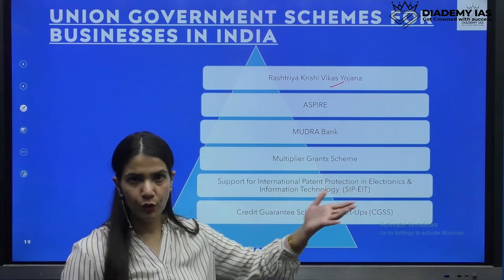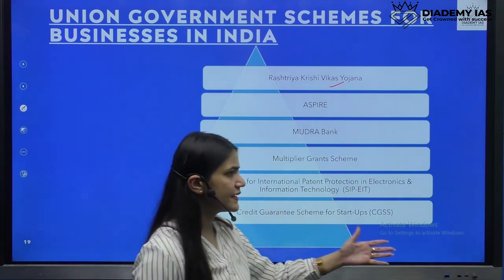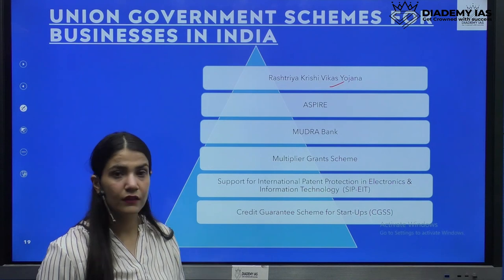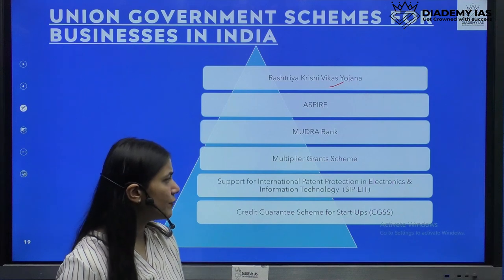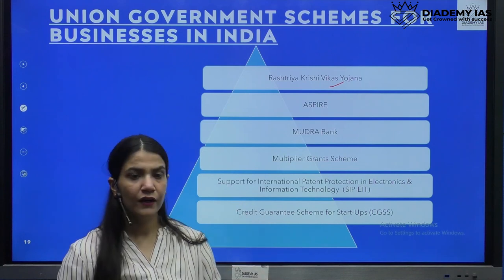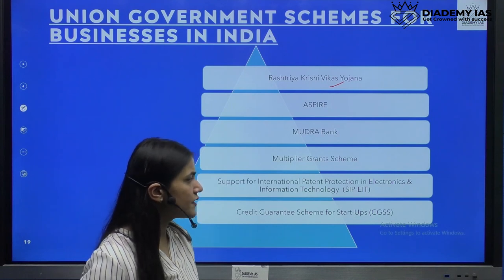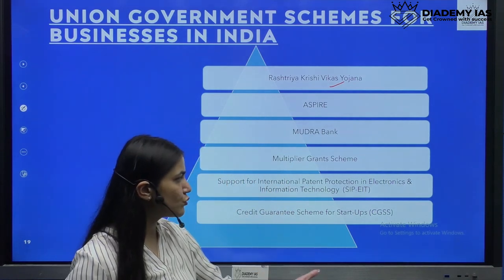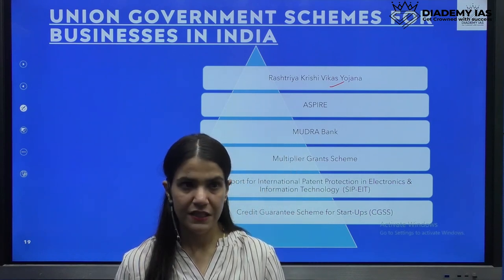There is Mudra Bank, we all know about it, how the financial help is provided here. There is the multiplier grant scheme, so now certifications and quality control are very easily available. Support for international patent protection in electronics and information technology is also called SIPDE, and it is in consideration of the Digital India that we are having. Then there is the credit guarantee scheme for startups. Startup culture is at a boom right now, so this organization helps new startup ventures promote themselves and run smoothly, right?